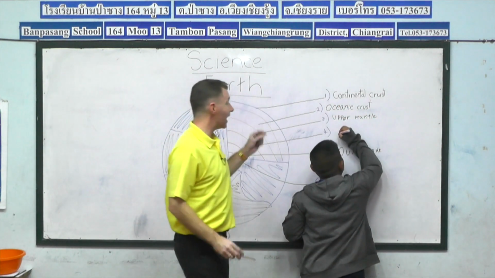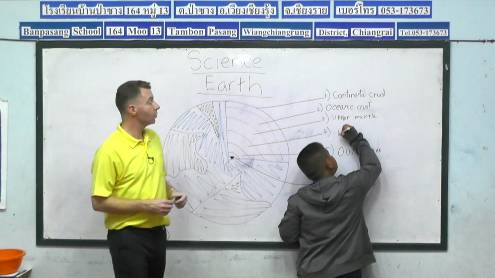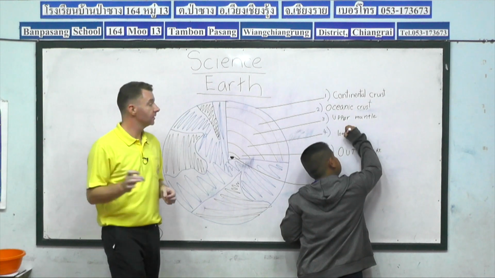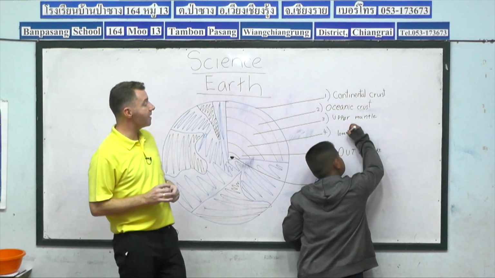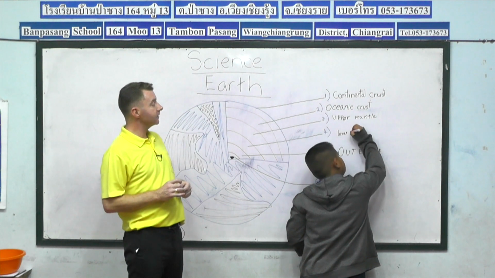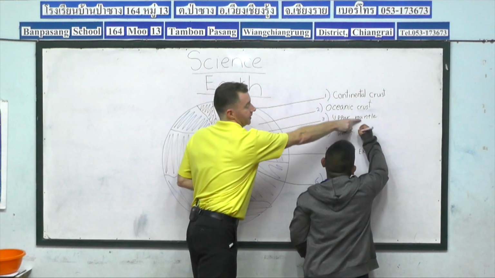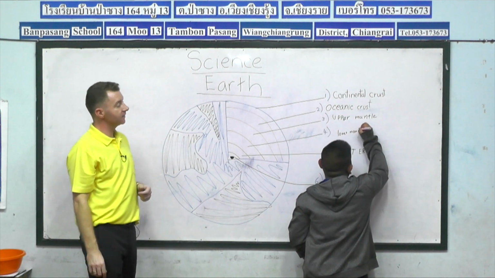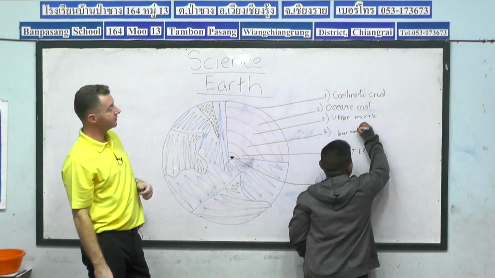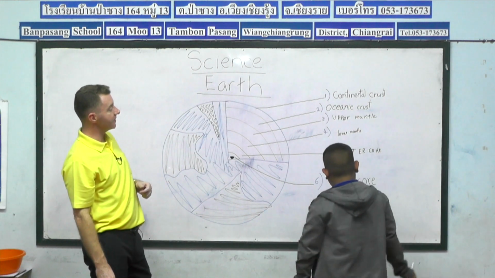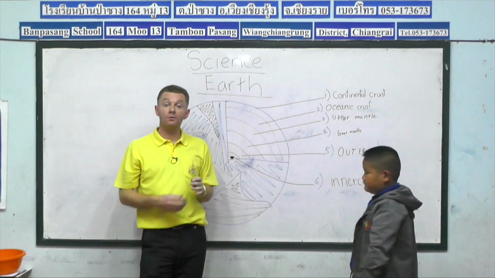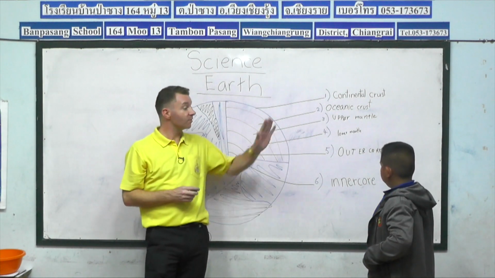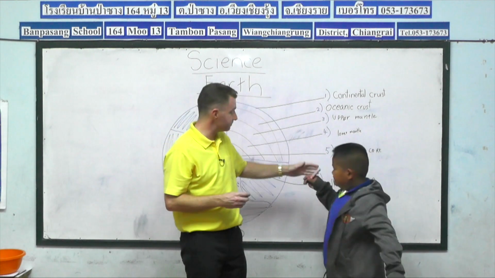So lower, L, O, W, E, R. And then mantle, M, A, M, like mantle here. M, A, N, T, L, E. Excellent, Net. So all together, number 4, lower mantle. Brilliant, Net. Big round of applause for Net, please, guys.